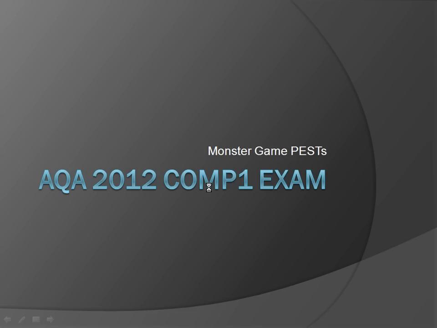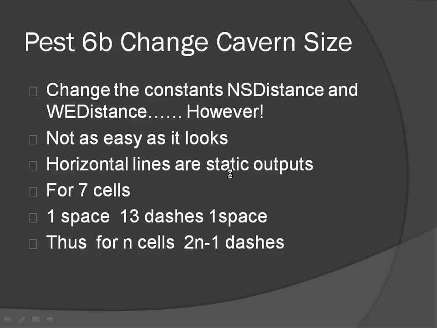Welcome to another AQA 2012 Comp1 exam monster game programming exam solution tutorial. We're going to look at changing the cavern size this time. This is part of the difficulty series. This is Pest 6B, if you're following it.